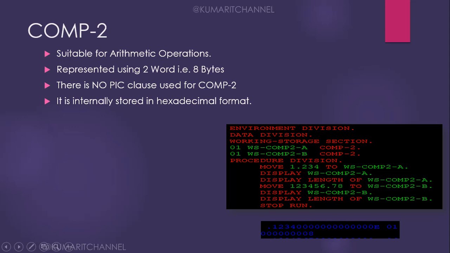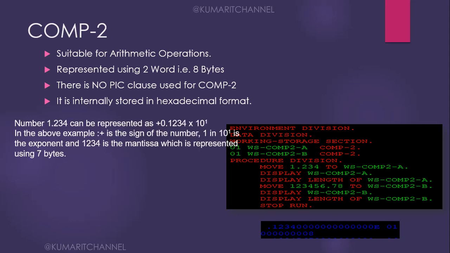So it depends on your arithmetic operations. If it is going to be something like $1 billion, go with COMP-2, so that the range occupied will be more. If it is just in thousands or hundreds, 100Ks, then you can go with COMP-1.